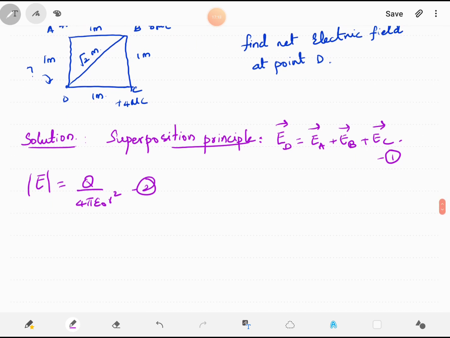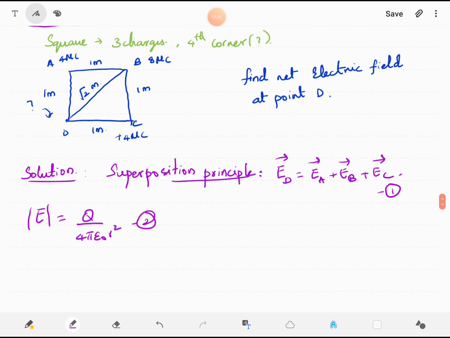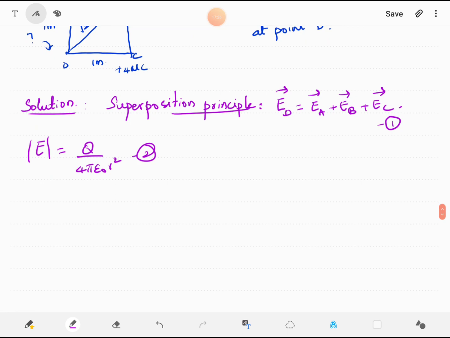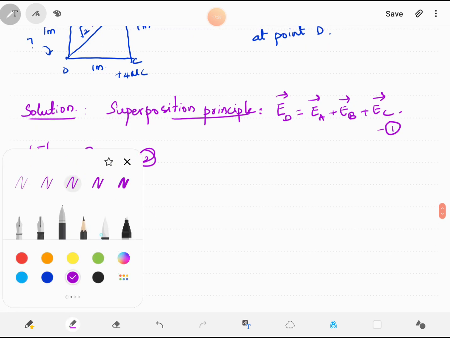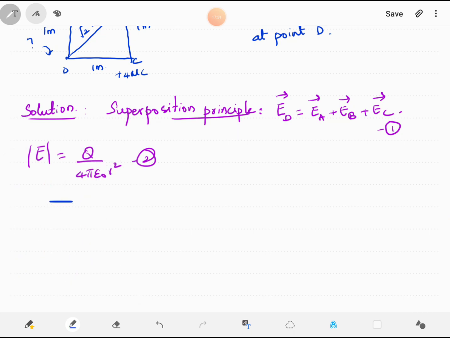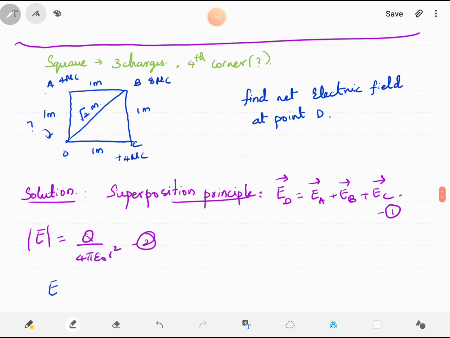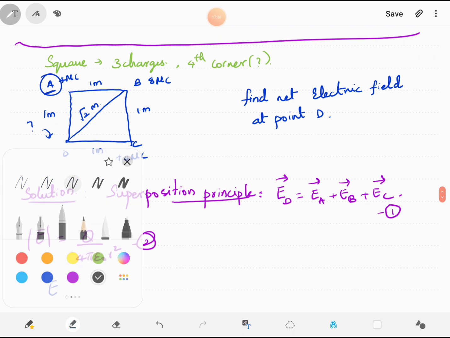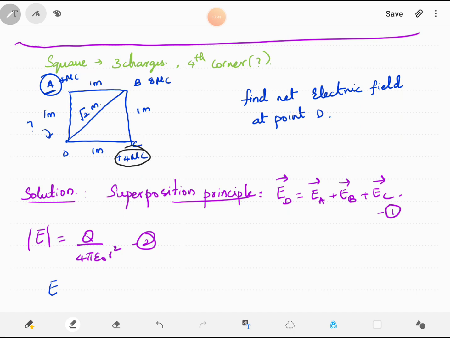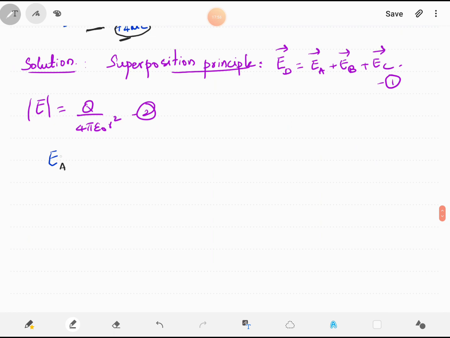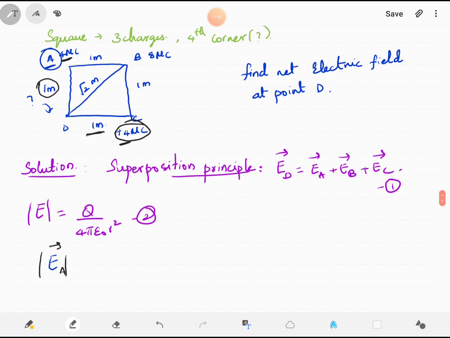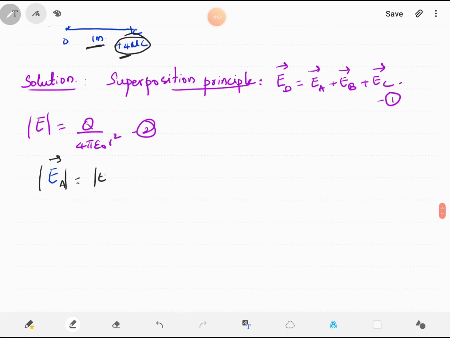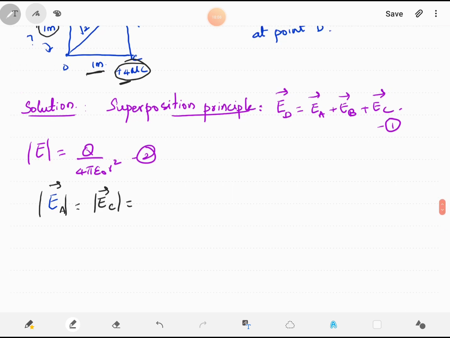So now let's quickly find out the magnitudes of the electric fields produced by charge A, charge B and charge C, and then let us add them vectorially. Obviously the electric field due to A and the electric field due to C are going to remain the same because the distances are the same here, 1 meter, and the charge magnitudes are also the same. This is 4 microcoulomb and here also we have 4 microcoulomb. Therefore, the electric field magnitude at A will be equal to the electric field produced by C.